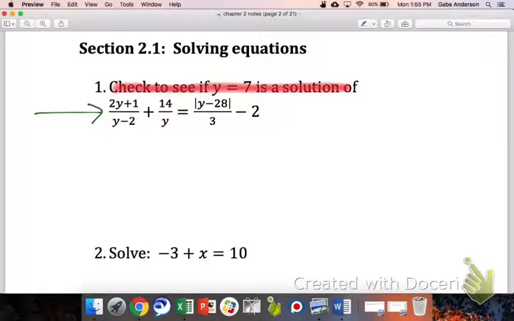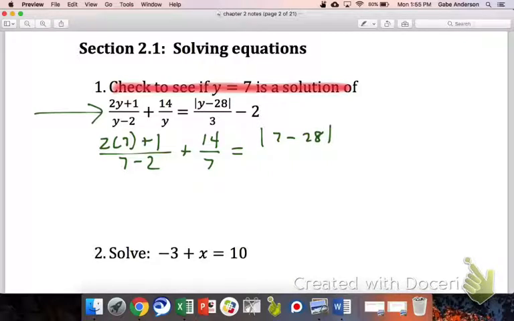So here's what we're going to do. We're going to evaluate like we've practiced. 2 times 7 plus 1 over 7 minus 2 plus 14 over 7 equals absolute value of 7 minus 28 all over 3 minus 2. Oh my goodness, this is a mess.